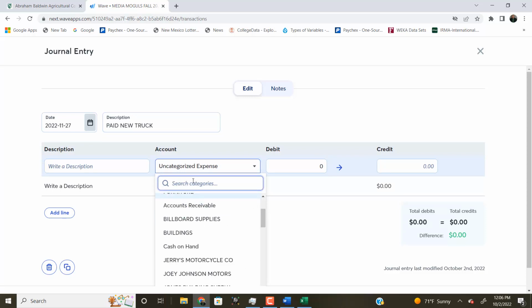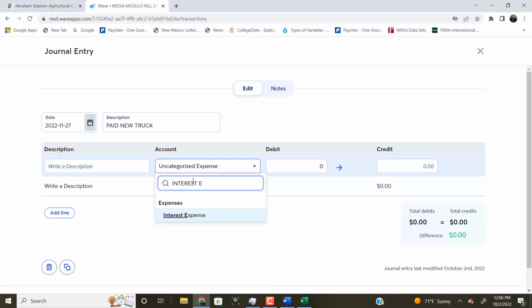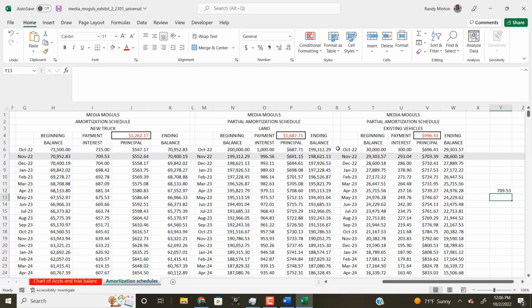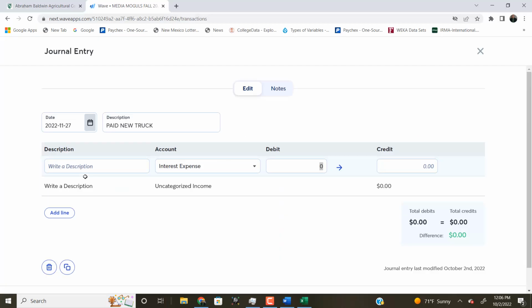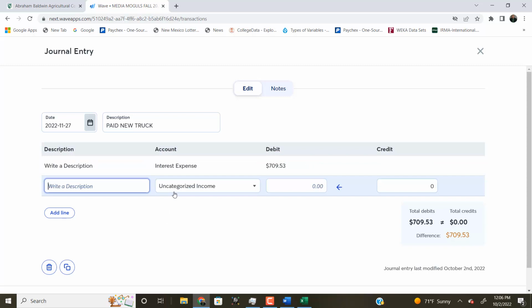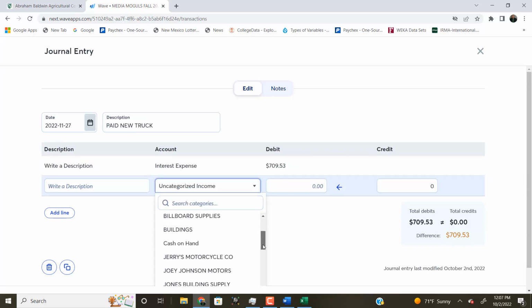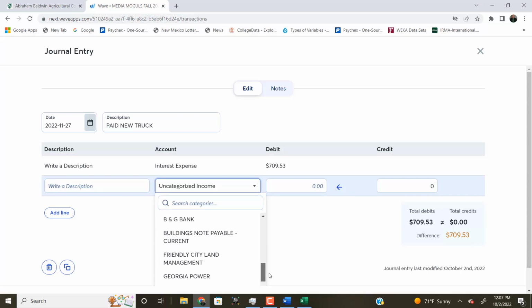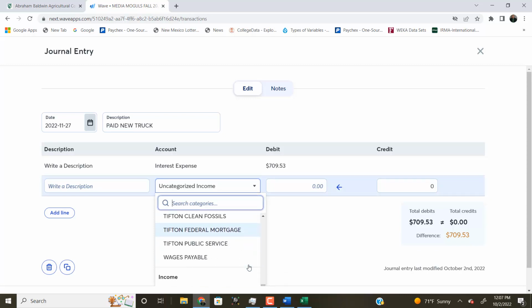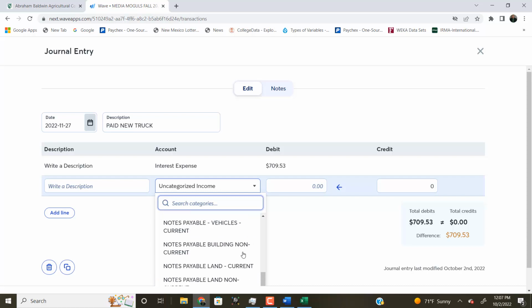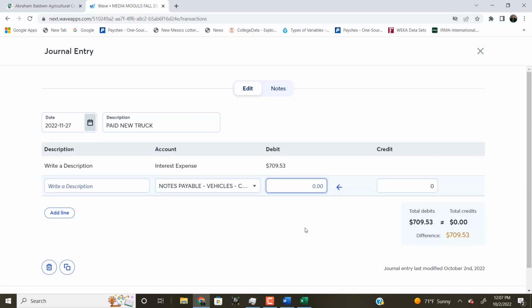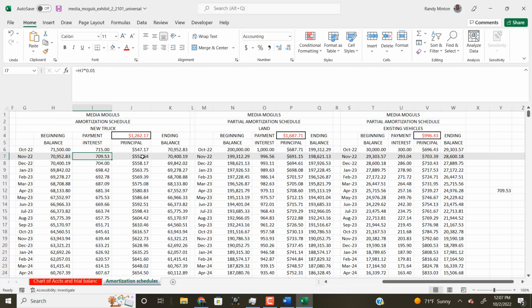And so we want interest expense. And go back over to your amortization schedule. And the interest expense on the new truck is $709.53. And down here we have notes payable, current vehicles. I think it's down toward the end someplace. Current. And that one is 552.64.